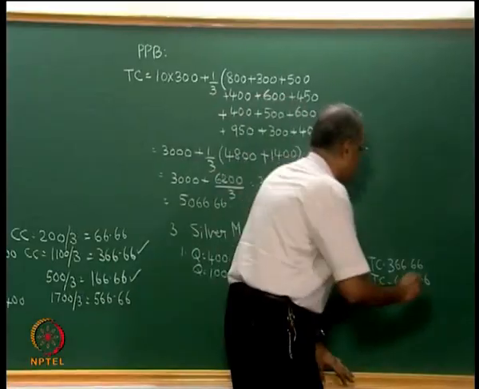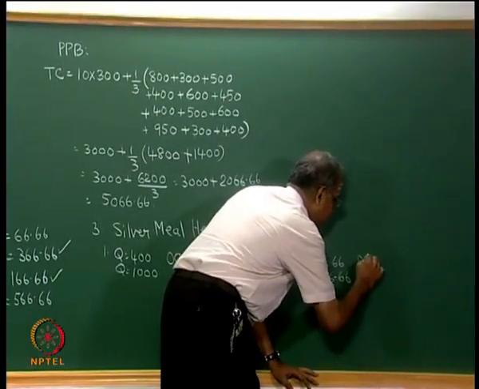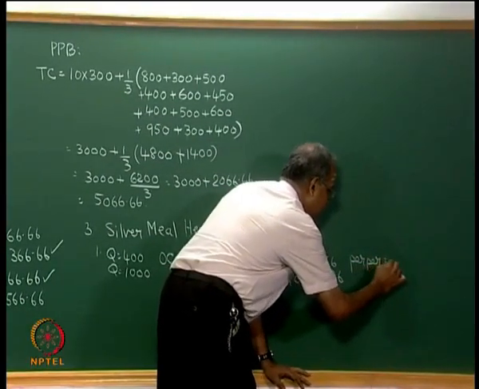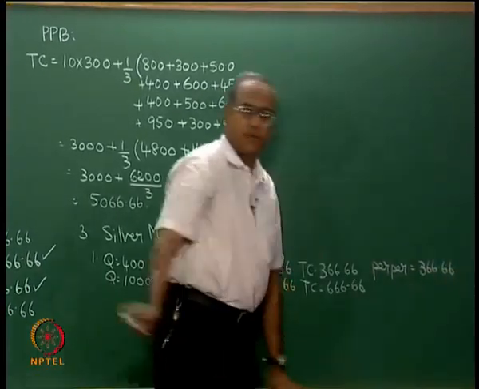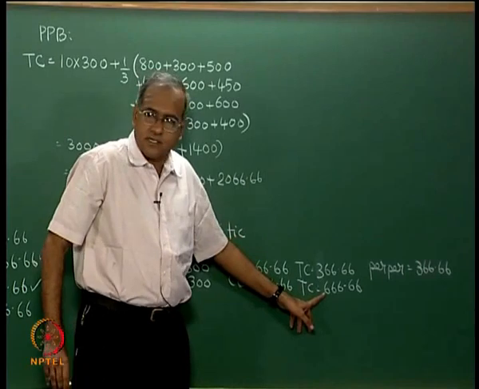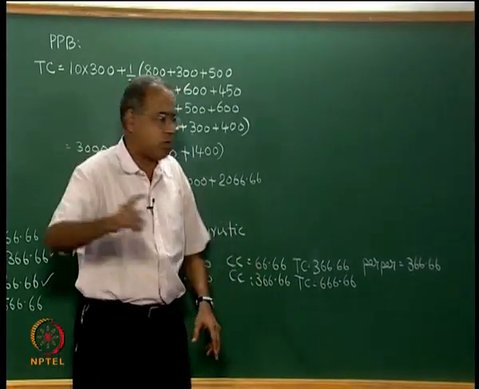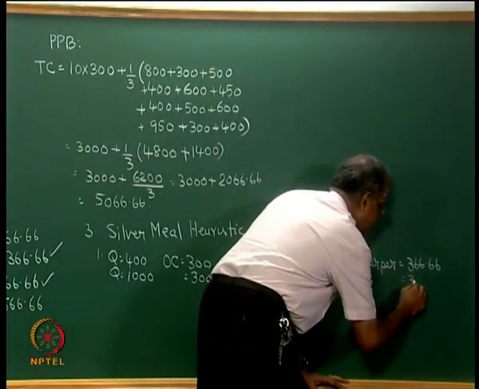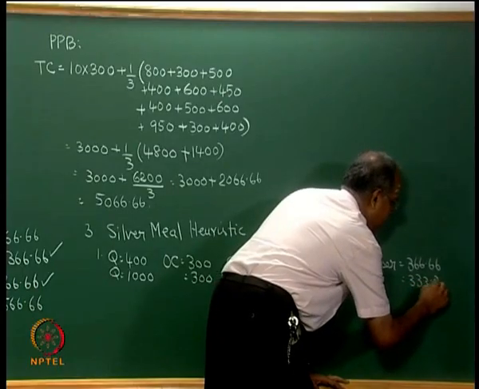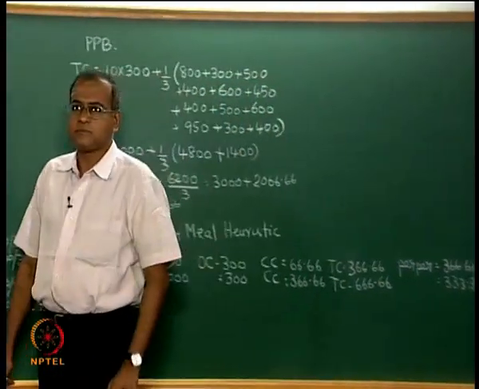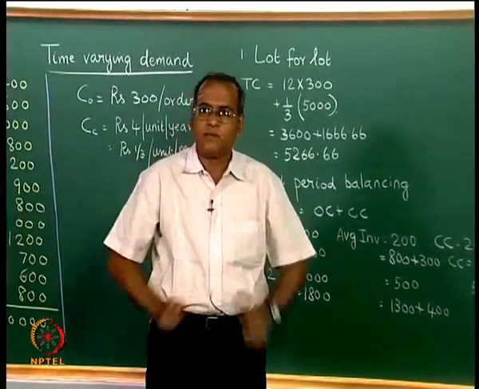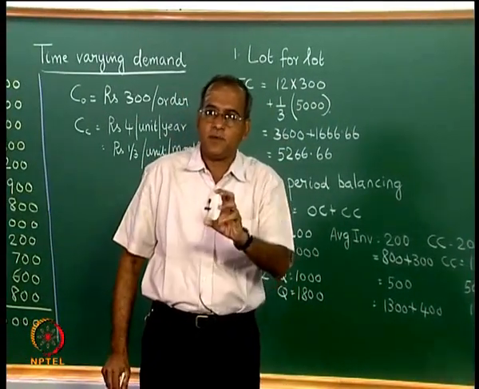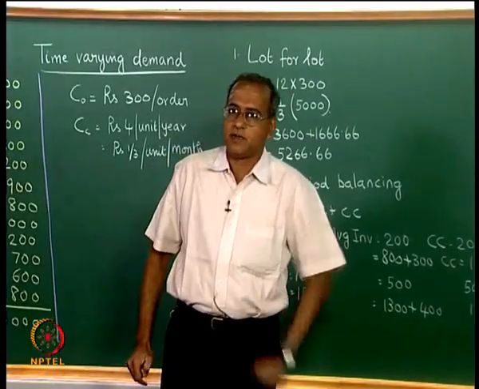So, we now write another one called per period, which will be equal to this 366.66, and this 666.66 divided by 2, which will give us 333.33. So, now we realize that the per period cost is coming down. So, we try and see if we can optimize further on the per period cost.